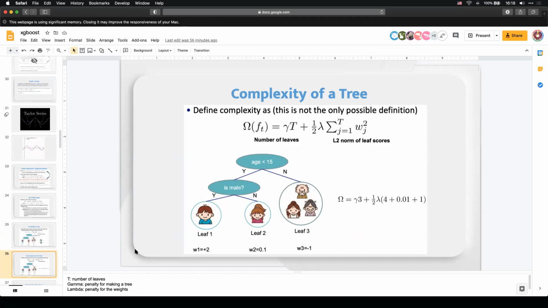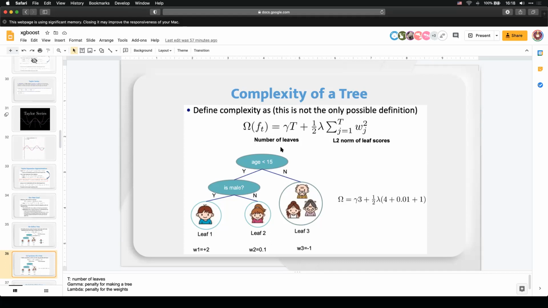All right, so now we'll talk about this omega thing that we have been seeing since the beginning, and now we'll give it a formal definition. Omega is the complexity, and the complexity of a tree is, omega takes a tree as a variable, and then the result is determined by these factors. So first thing is gamma. Gamma is just something you define when you call the method. So this is one of the hyperparameters that you can tune.